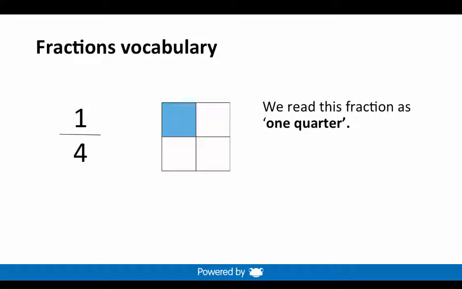Now let's look at quarters. We read this fraction as 1/4. Once again, the denominator, or the number on the bottom, tells us how many equal pieces we have. In this case, it's 4. The numerator, on the top of the fraction, tells us that we have one of those 4 equal pieces. To find a quarter, we divide by 4.